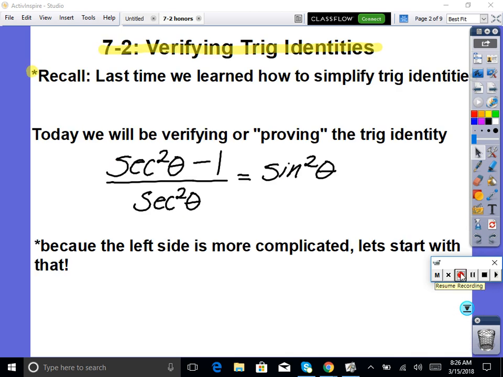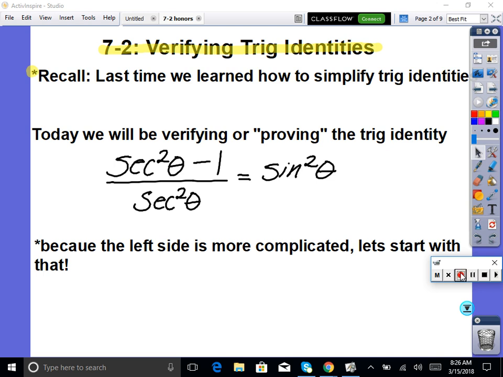So last time we were simplifying trig identities, and I always find it interesting that this is the next lesson, because I think it's easier. Last time, when we were simplifying trig identities, you don't have an answer, so you just kind of have to go with it and hope that you're doing it right. But today, we're going to be verifying or proving the trig identity to be true. So it's kind of nice because they give you, once again, the answer, like where you have to end up. So you can know in your heart that you have reached your goal, because they give you an answer.